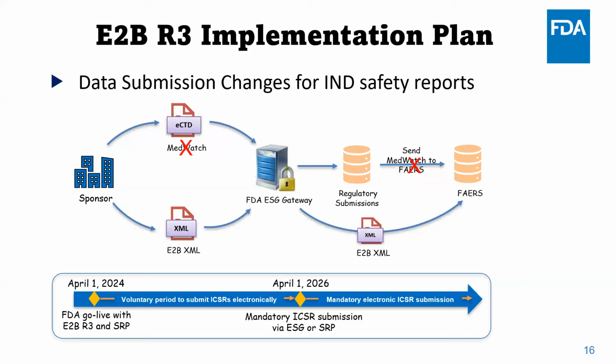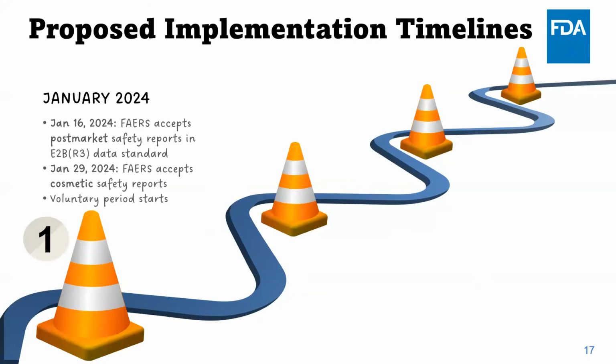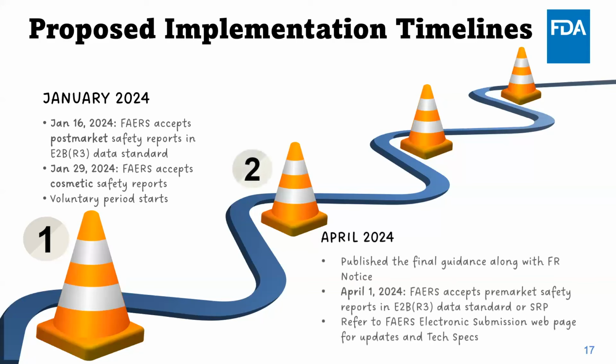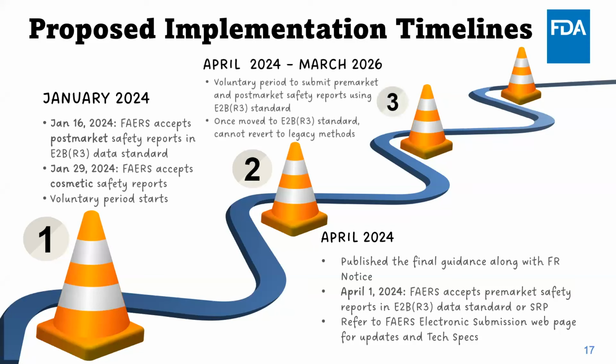Typically, organizations that are mandated to submit have to submit electronically. They have 2 years to comply with submitting electronically, either via the gateway or through the safety reporting portal. So this is our implementation timeline. Some items are proposed, some have already happened: our FAERS system now captures post-market reports and cosmetic reports, which we started in January. In April, we started accepting the pre-market safety reports, and industry will have 2 years to comply with this.